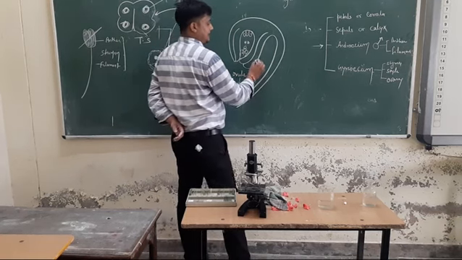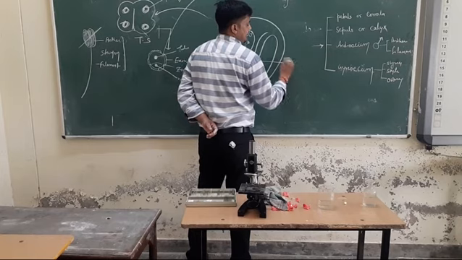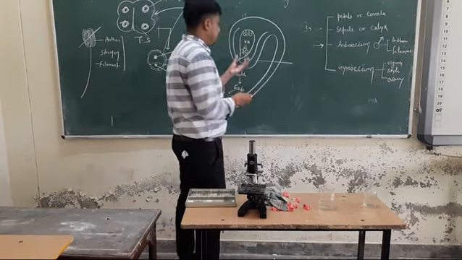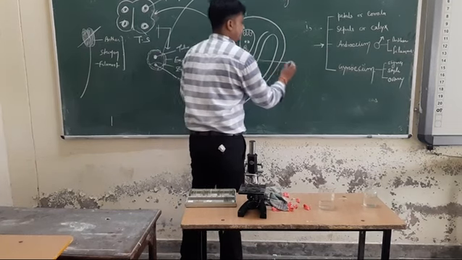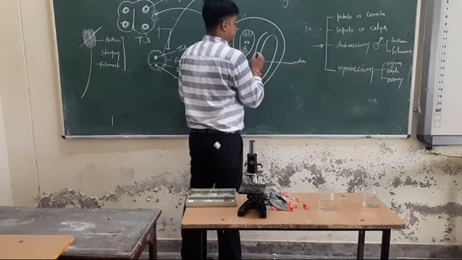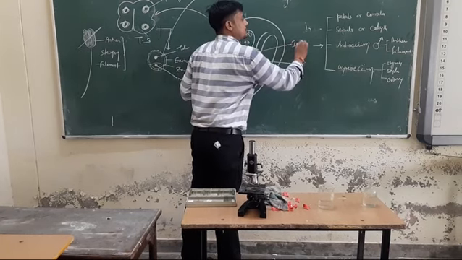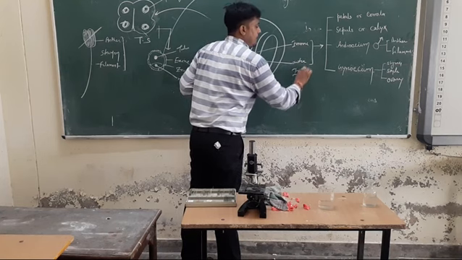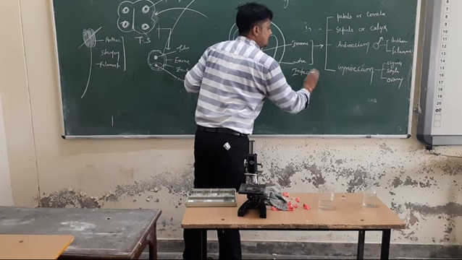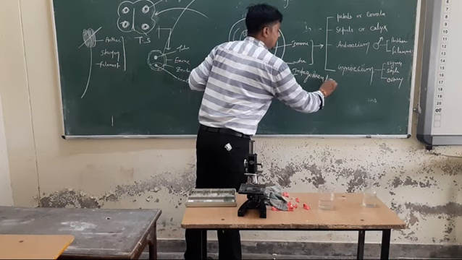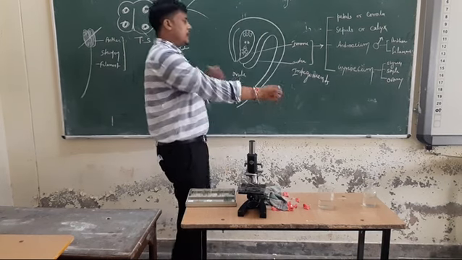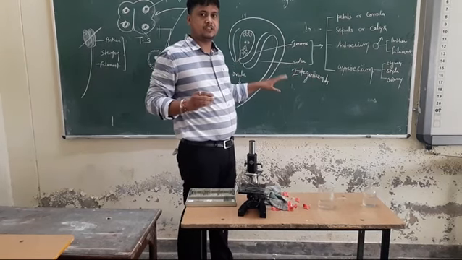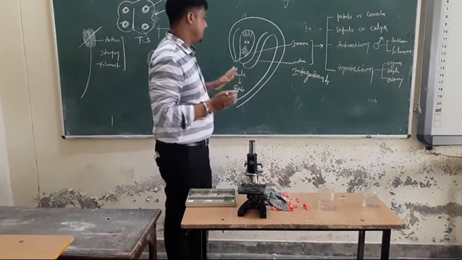This is called the integuments. Integuments become the seed coat. This one is called the outer integument, and this one is called the inner integument. After fertilization, these are converted into the seed coat, the testa and tegmen. The seed's coat is called the testa and tegmen.